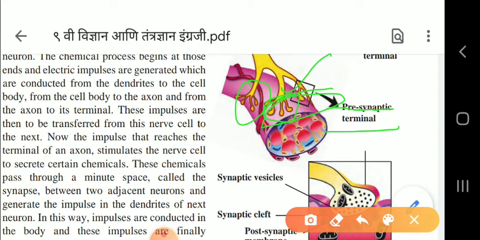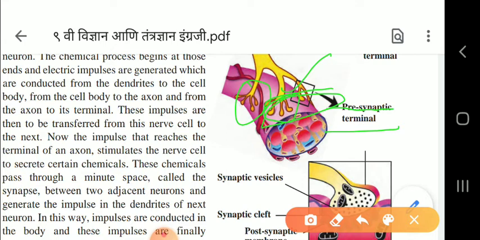These just rest on another structure, and when they meet another nerve cell's dendrites, that portion or the space between them is called the synapse. Now here, what is the correct meaning of synapse? Synapse means the junction of two nerve cells. What is the meaning of synapse? The junction of two nerve cells.